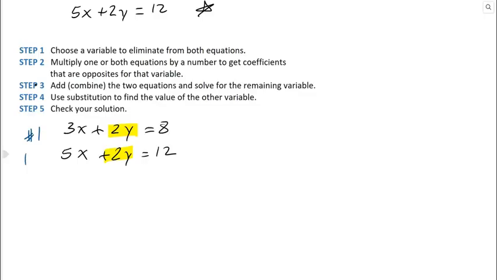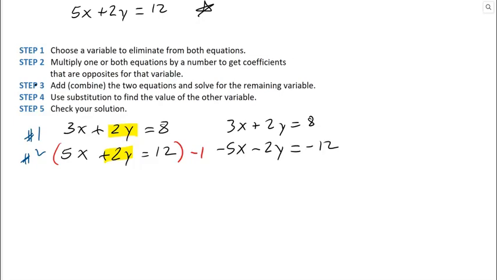So that takes us right on to step 2. In step 2, I'm going to multiply one or both equations by a number to get the coefficients that are opposite. I'm going to multiply the bottom equation by -1, and all the terms in that equation will change to their opposites. So the top stays the same, but everything in the bottom equation, because I'm multiplying by -1, will change signs. And so I end up with negative 5x minus 2y equals negative 12.